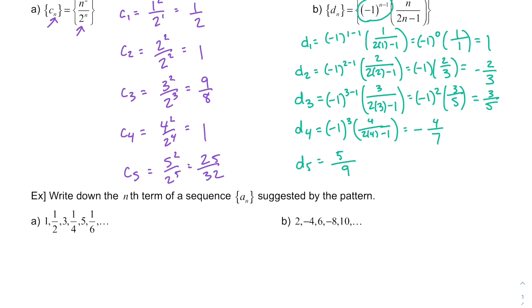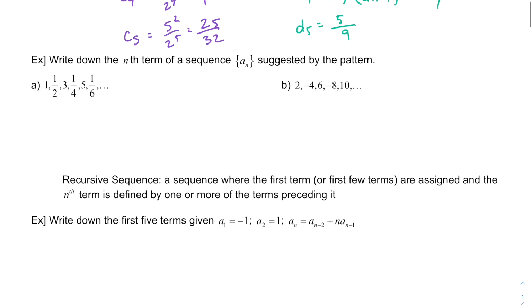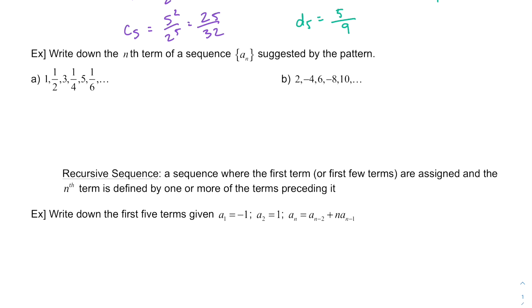Let's say we're given a sequence and we want to define the a sub n term. So let's take a look at these down here. Part A: 1, 1/2, 3, 1/4, 5, 1/6. I'm going to rewrite this in a different way to help us sort of envision what's happening.